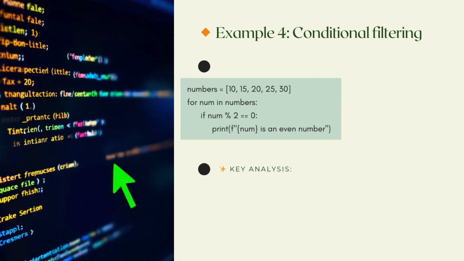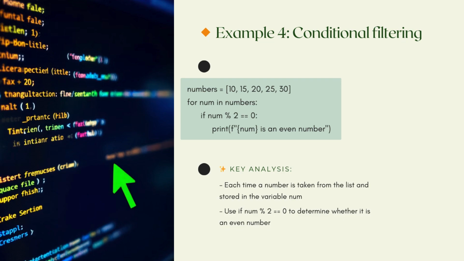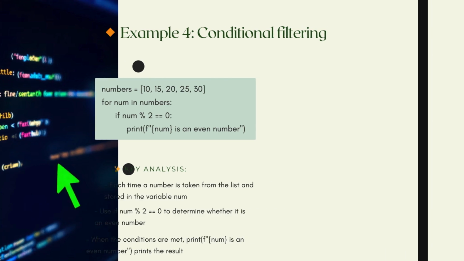Example 4. Conditional filtering. In each iteration, a number is taken from the list and assigned to the variable num. The if condition checks if the number is even. If the condition is true, print(num) prints the even number.